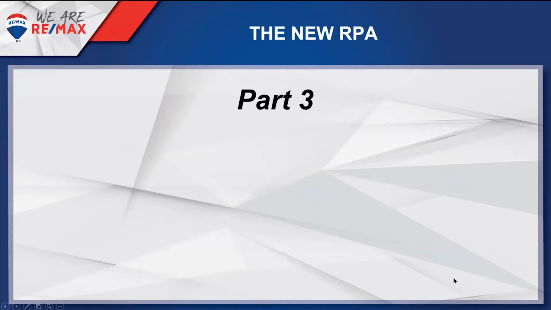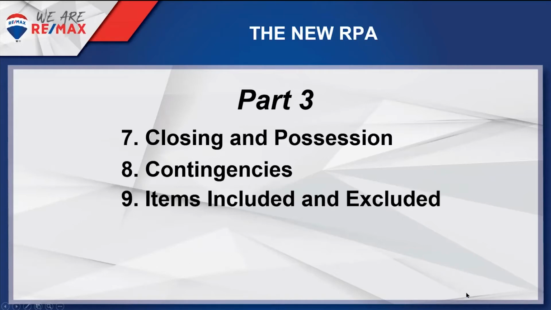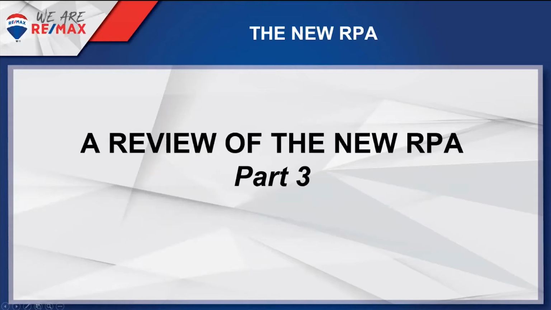Part 3, what we're going to cover today, I hope we get through all of it. I'm going to do my best here. We're going to talk first about closing and possession, paragraph 7, then paragraph 8, contingencies, then items included and excluded. That's been substantially revised. And so we'll go through that in some detail. Allocation of costs, and then finally, disclosures, review the disclosure situation. So let's jump right into a review of the new RPA.